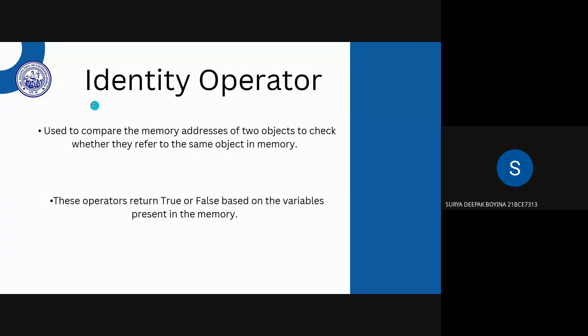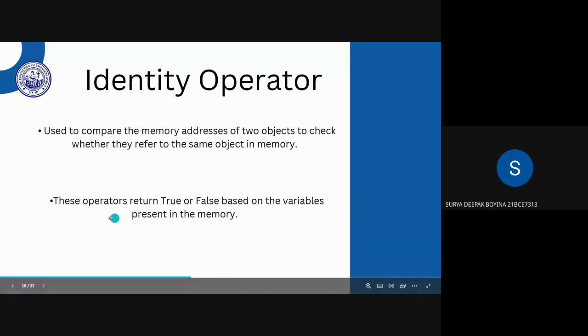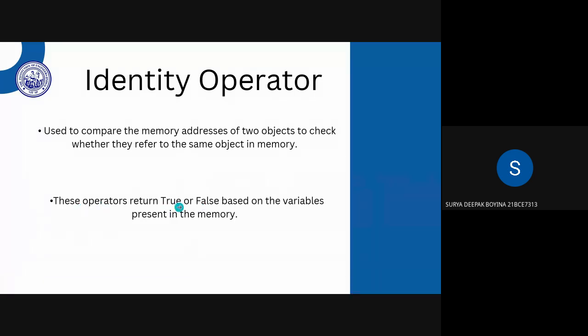You can infer from this keyword, identity, that it checks whether the objects are the same or not. You can learn from various mathematical operators: is a equal to b or not? And like the previous operators, it results in true or false format.